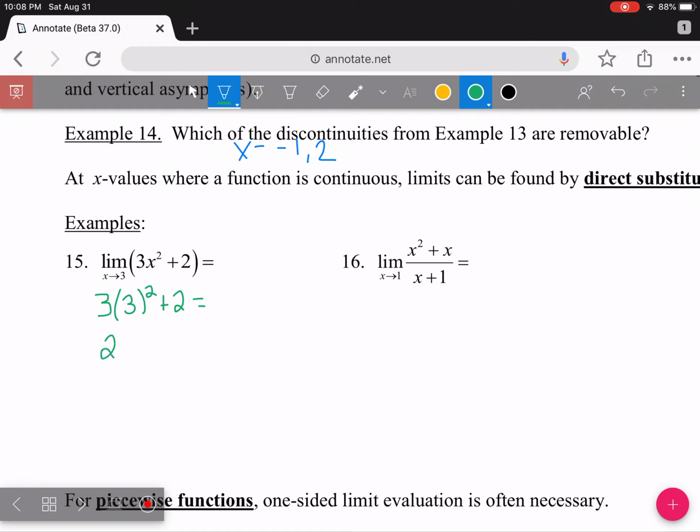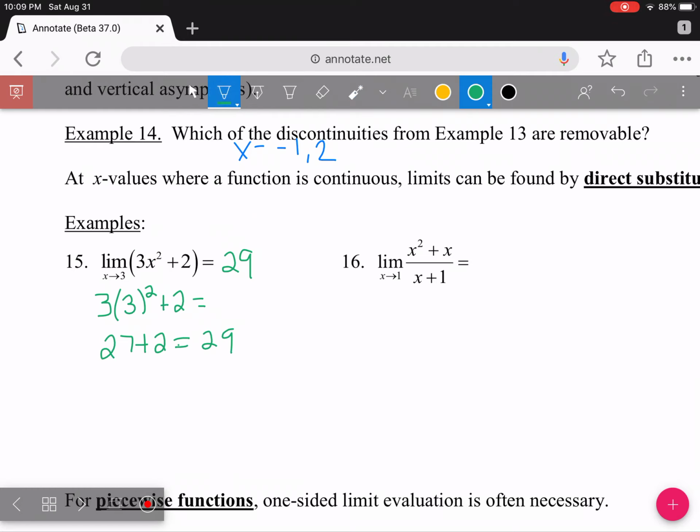So we have 27 plus 2 is 29. So the limit as x approaches 3 of this function is 29. Because this function is continuous, it doesn't have any places where it's undefined, so we can literally just plug 3 into this function, and that gives us the limit.